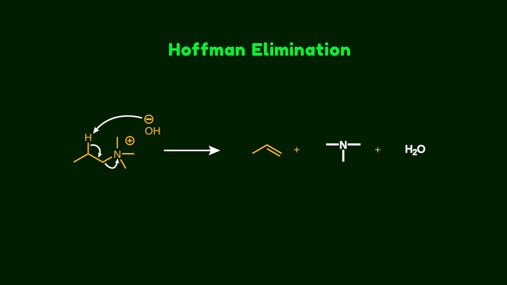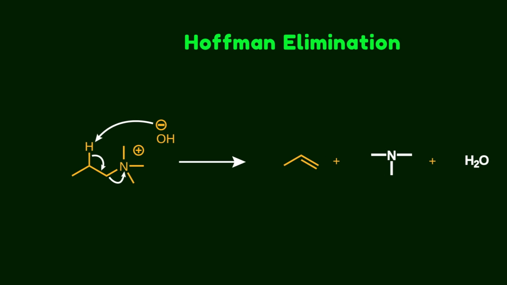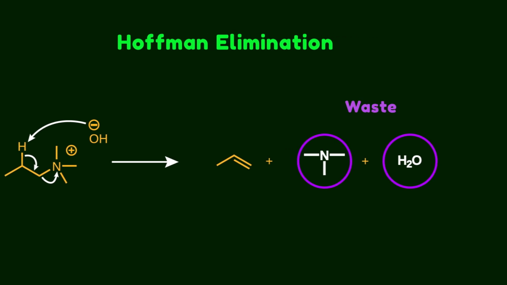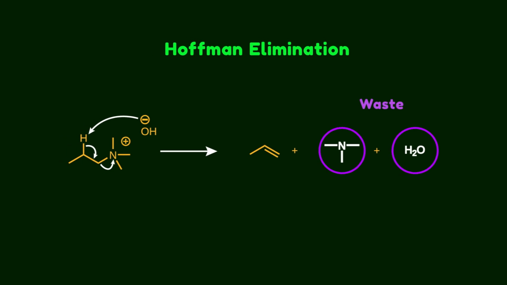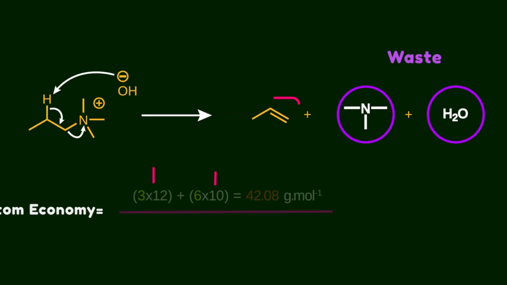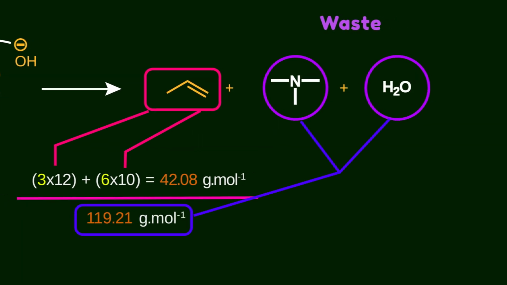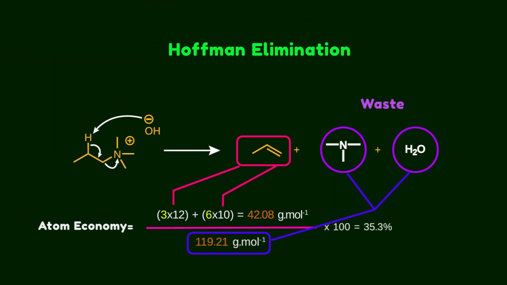Hofmann elimination is a classic reaction in which a quaternary ammonium salt reacts with a base to produce an alkene. In this reaction, a tertiary amine along with water are considered as waste products. Now let's calculate the atom economy. Our desired product consists of 3 carbon atoms plus 6 hydrogen atoms, which gives us a molecular weight of 42.08 gram per mole. On the other side, the molecular weight of the waste products plus the alkene is equal to 190.21 gram per mole. According to the definition, atom economy is equal to 35.3%.